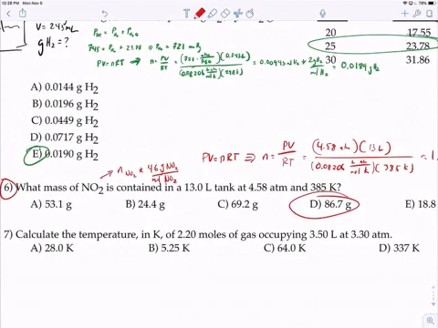Recap for this one. What mass of nitrogen dioxide is contained in a 13-liter tank at 4.58 atmospheres, 385 Kelvin? We have to figure out the number of moles of NO2, then multiply by the molecular weight, which is 46. To find n, solve for n: it's PV over RT. Plug in pressure and volume over RT, get the number of moles, multiply by 46, and we get 86.7. Questions with that one?